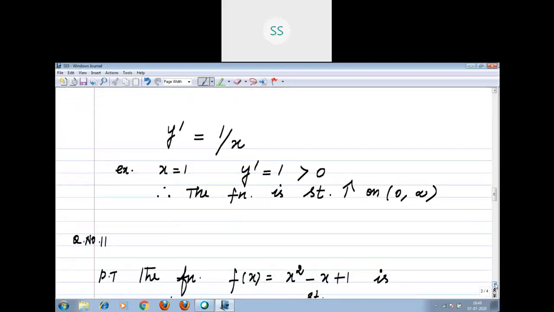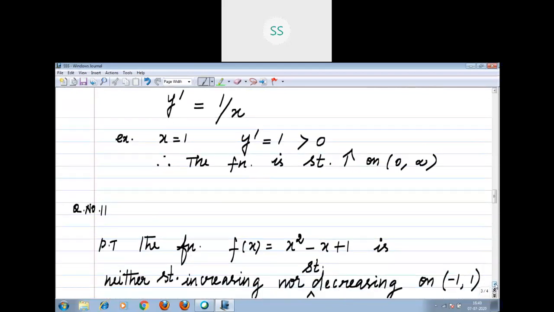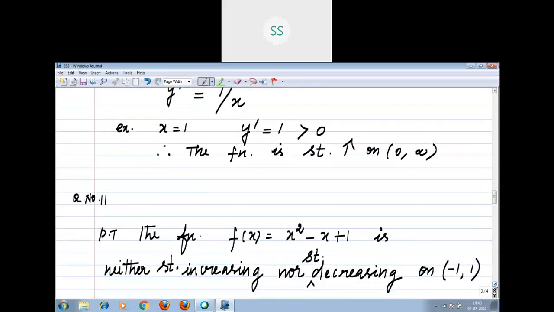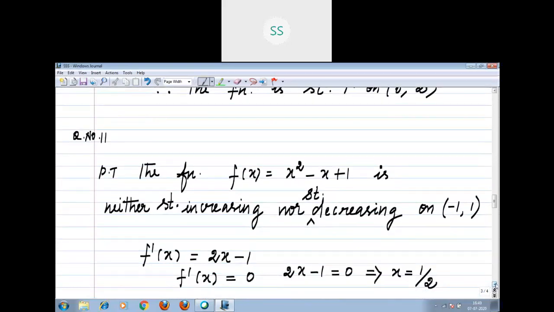Now I pass on to question number 11. Prove that the function is neither strictly increasing nor strictly decreasing. The interval is given. Here I am not going to draw a real line. If you want, you should draw. But the interval is not there. If the interval is given, you have to equate the derivative to 0. How the interval is divided, that you want to see. For that purpose, I differentiated and I equated with 0.